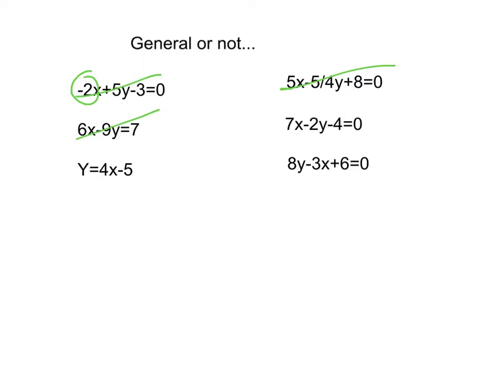This looks promising. 7x minus 2y minus 4. Yay, general. Next one, y equals 4x minus 5. You know this is in y equals mx plus b form, not general. All right, last one. 8y minus 3x plus 6 equals 0 looks pretty good, except if you look really close, you see the minus 3x is in the wrong order, and if you put it in the wrong order, it still breaks the a can't be negative rule. So you have to know what's general or not for you to be able to use the next formulas we're going to talk about.